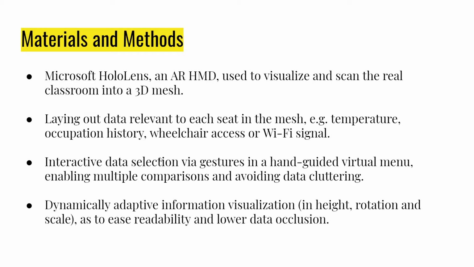In this work, we used the Microsoft HoloLens to scan the real environment and display different sets of data located in the 3D world around the user, such as the temperature and Wi-Fi signal across the room. The data can be selected and interacted with via gestures in a hand-tracked virtual menu. Each piece of data displayed is related to specific chairs in the room, and they're dynamically adapted to the user position, being rotated, scaled, and having its height changed as to ease readability and avoid data occlusion.